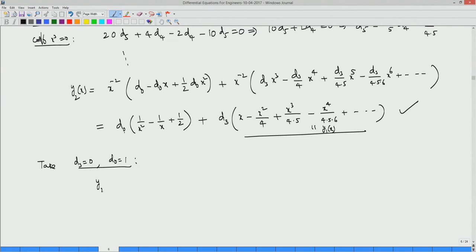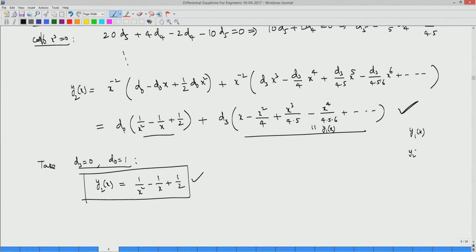So that you get your second solution y2 as 1 by x square minus 1 by x plus half. So, this is your second linearly independent solution. This is also a linearly independent solution, like y1 of x. So, I got some y2 of x, so some function here. So, this is your y2 of x plus some arbitrary constant d3 times y1 of x. This is also a solution. These are two linearly independent solutions because y1 and y2 are two linearly independent solutions. You can see that this part and this part are two linearly independent solutions.